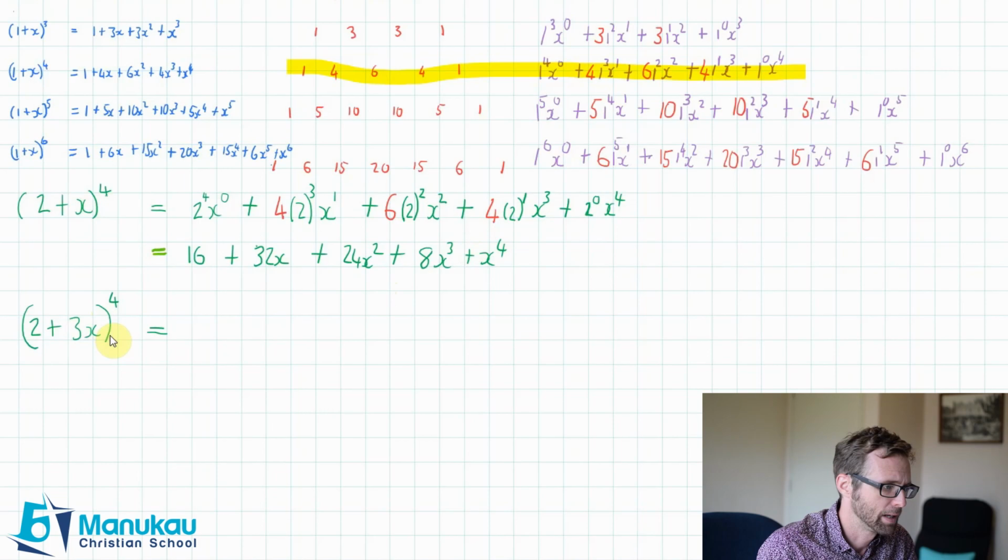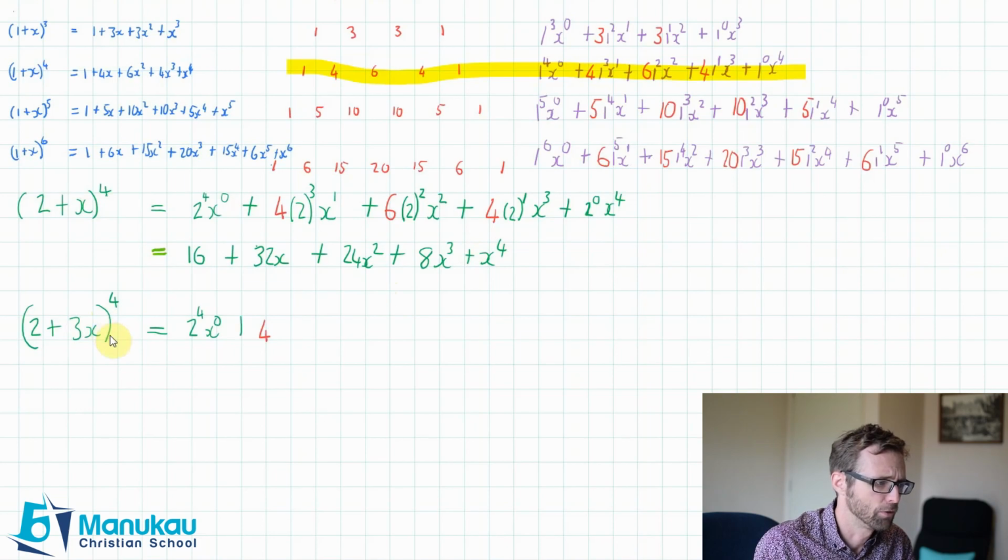It will be 2 to the power of 4, x to the power of 0. Now, since we're dealing with to the power of 4, we're using the same line of our Pascal's triangle here. So our next term is going to be 4.